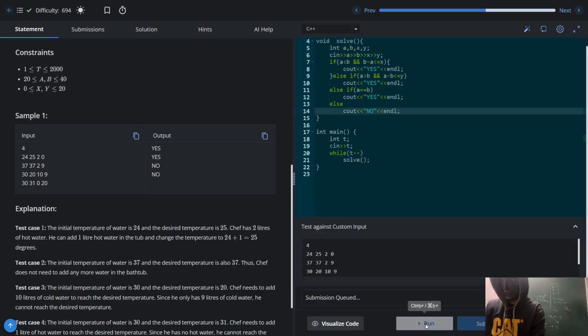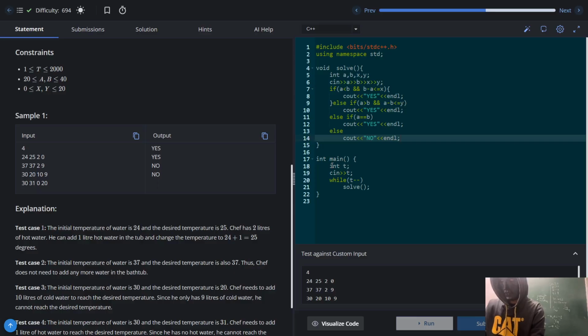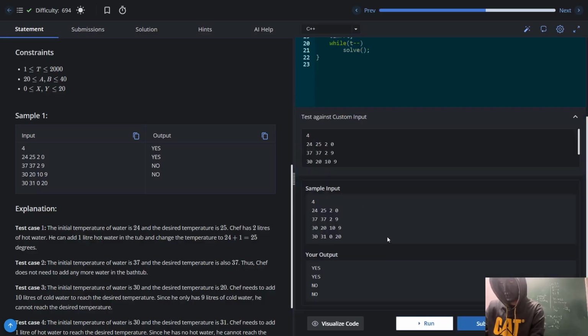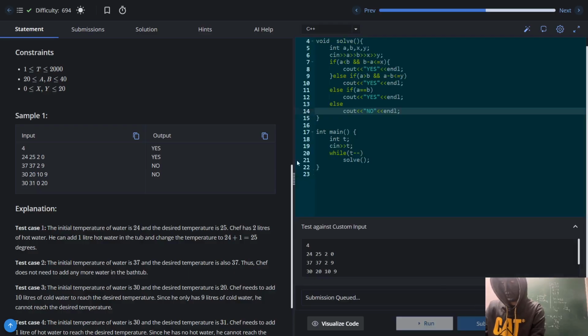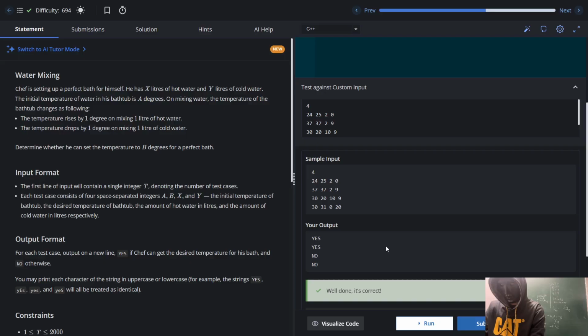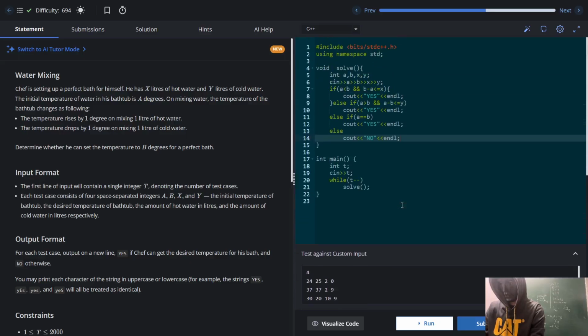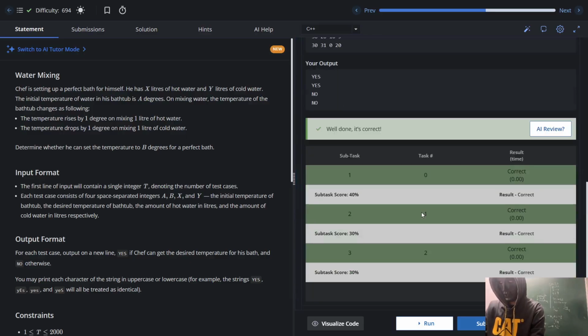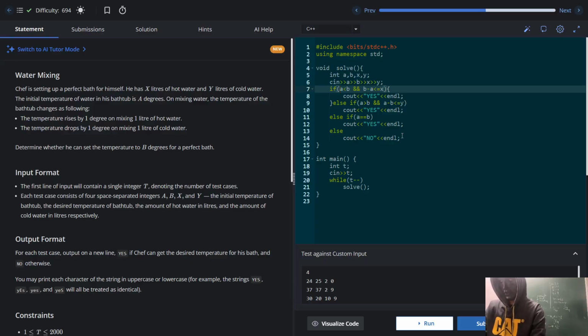So yeah, let's try to run this code. So yes, no, let's try to submit the code. So yeah, it got accepted. You could have, like, since you have written yes 3 times, made it this way also, putting these conditions in an or condition. I was just explaining readable code.